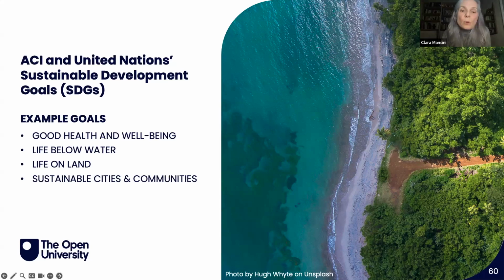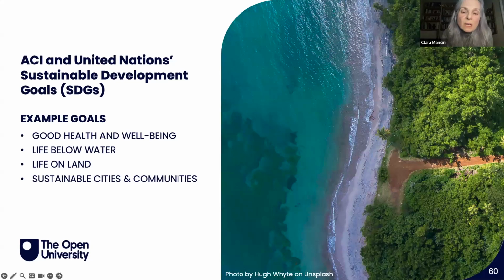Consider, for example, the goal of good health and well-being. Animal-centered technology could foster beneficial human-animal relations, support animals who help humans, or improve animal welfare, reducing the risk of disease. Or consider life below water and life on land. Animal-centered technology could engage people in conservation activities, enhance conservation efforts, and reduce human-wildlife conflicts.